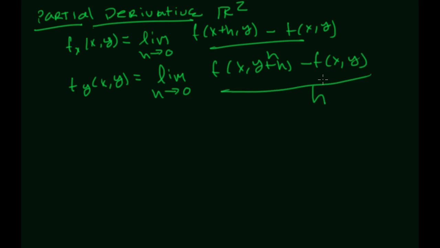Okay, so if you're looking at what's going on here, in the x partial, you're freezing y as a constant, and you're looking at how the value of f changes only as the value of x changes. And then in the y partial, you're freezing x as a constant, and you're looking at how f changes only as y changes.